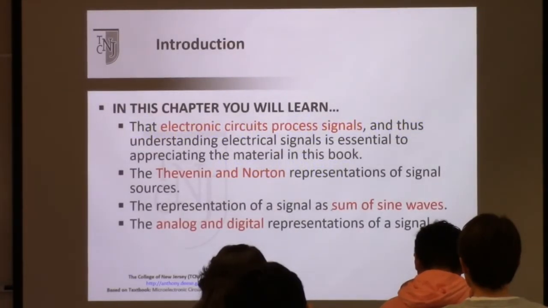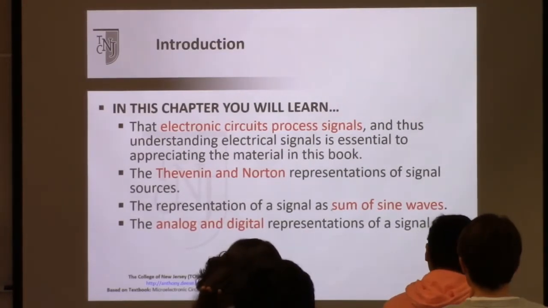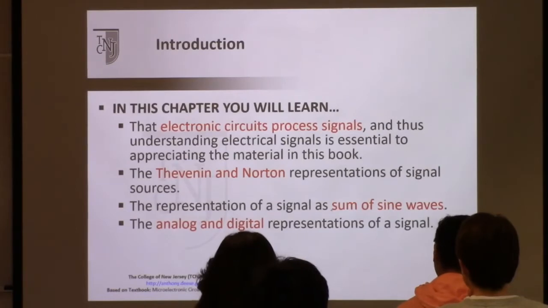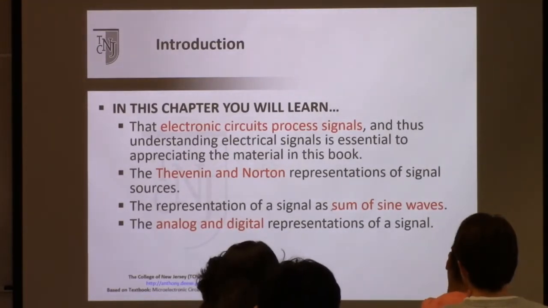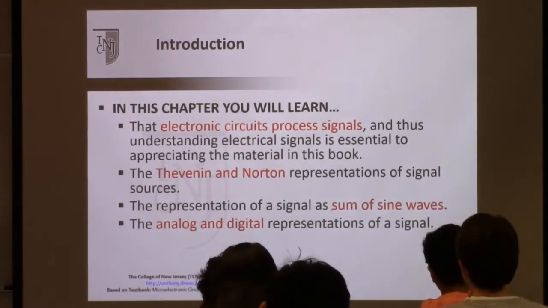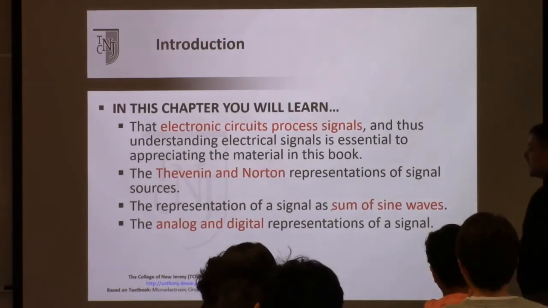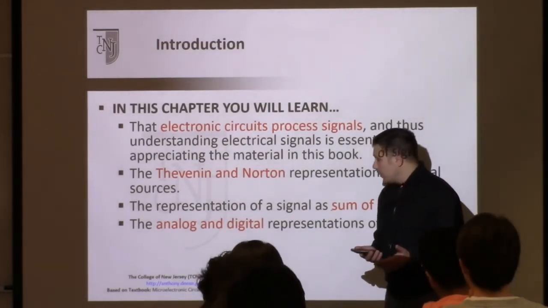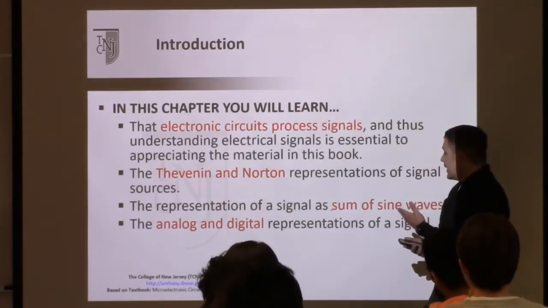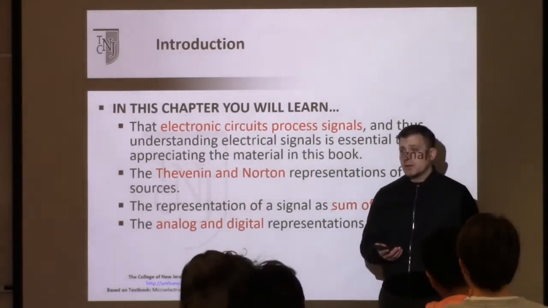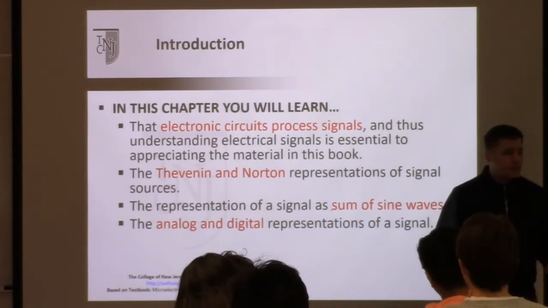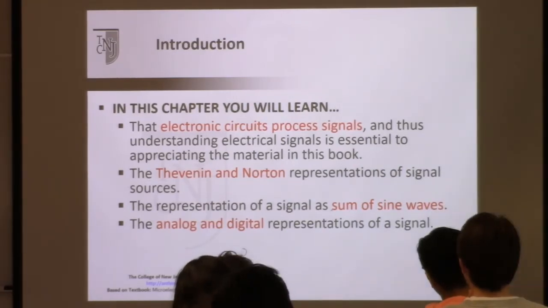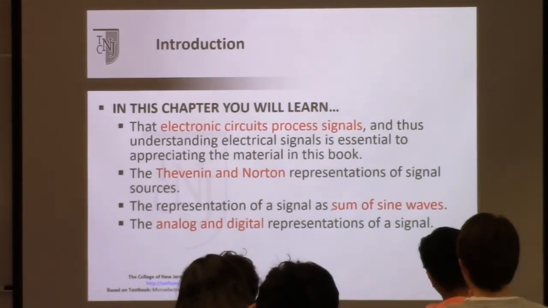Each chapter has a little bit of an intro, and we talk about what we're going to learn. In this chapter, we're going to be talking about signals and the processes that are applied to signals. We're going to be talking about Thevenin and Norton representations of signal sources. Again, that should sound very familiar. We're going to be talking about representing a signal as a sum of sine waves, which is what we call a Fourier series representation. We're going to talk about analog versus digital.